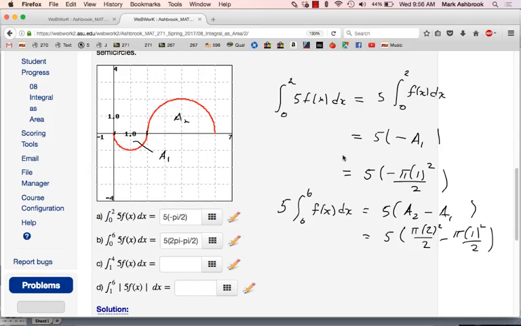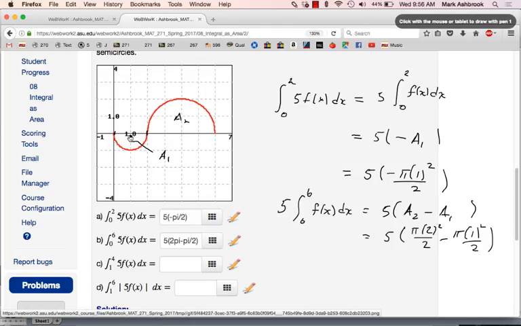Okay, next one, from 1 to 4. From 1, 2, 3, 4. Well, this is basically the same as part B, but now we have quarter circles. So it's going to be this quarter circle area minus this quarter circle area when you go from 1 to 4. That's basically just going to be half of this, just like part B, but half of each of those, because you're doing a positive quarter circle, positive quarter circle.